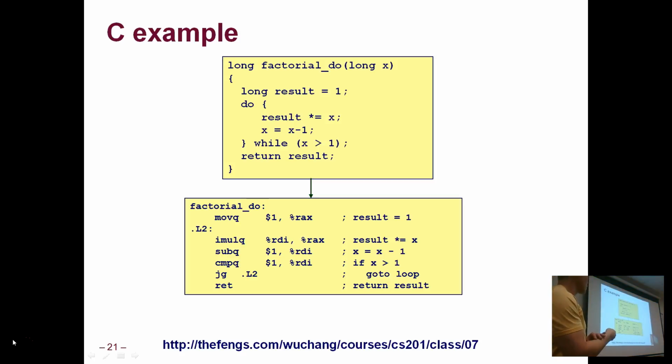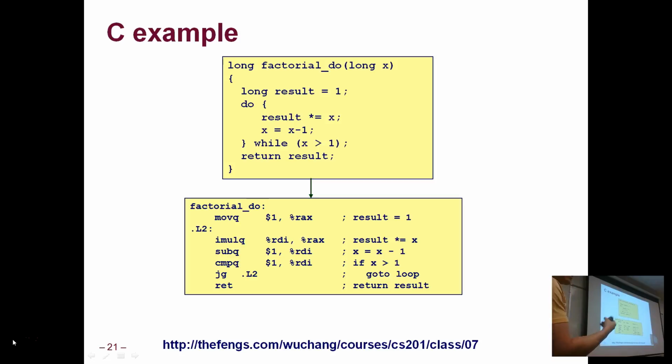So this is the C code. You set the result to 1, and then do result is equal to result times x, and then subtract 1, and then check to make sure x is still greater than 1, return the result. In assembly, which is very similar to the C code, move quad 1 into RAX. You use RAX for result because that's what gets returned. And then you do the imul quad, RDI, onto RAX.